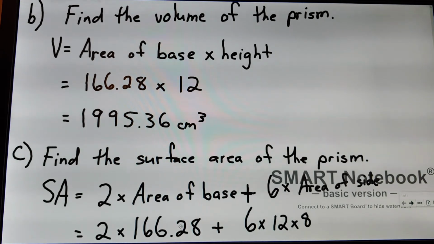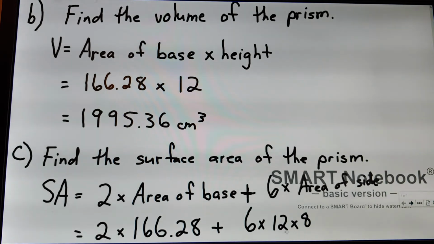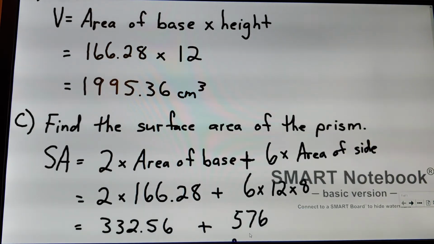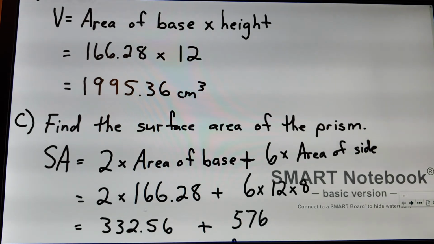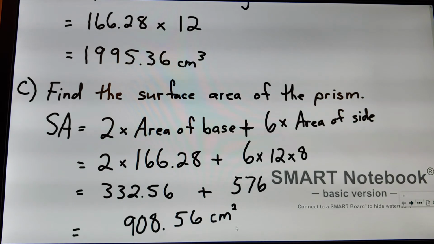So 2 times 166.28, that's the area of the base, that we found in part A. And then 12 times 8 for the rectangles, multiplied by 6 of them. Order of operations here, we do all the multiplication first. So 2 times 166.28 is 332.56. 6 times 12 times 8 is 576. Add those together, and we get a total surface area of 908.56 centimeters squared.